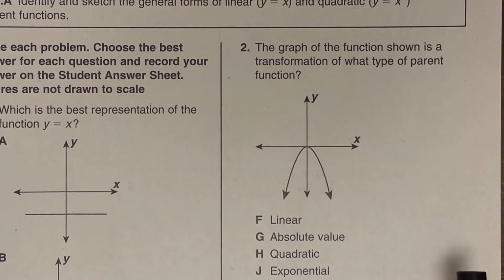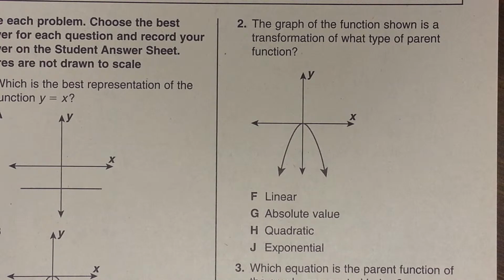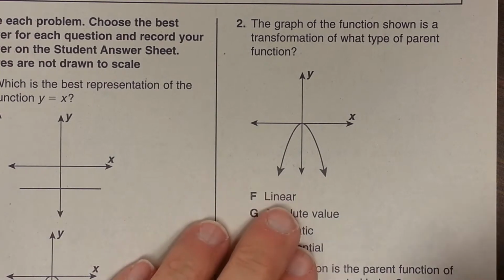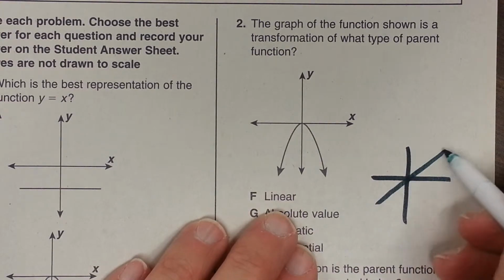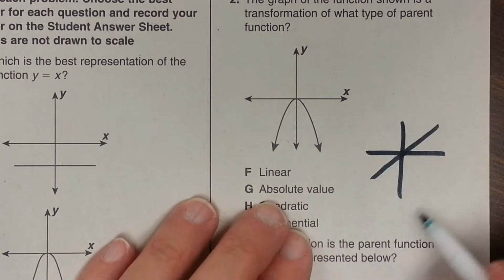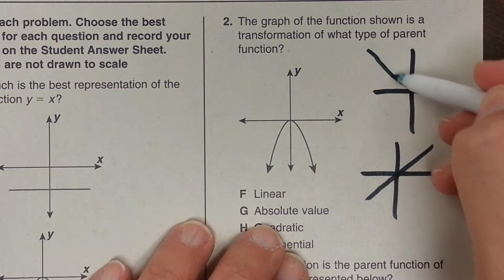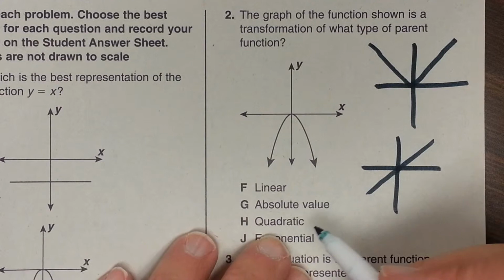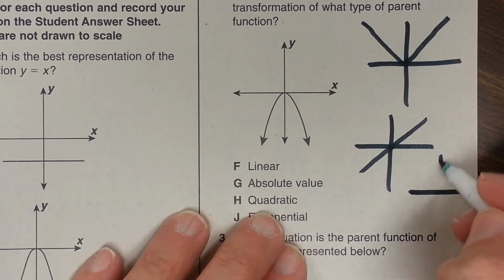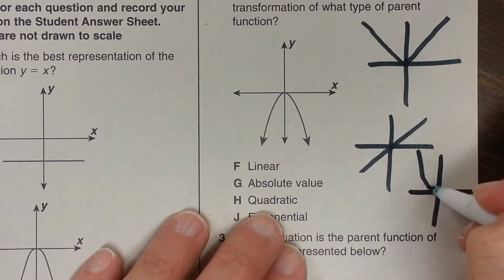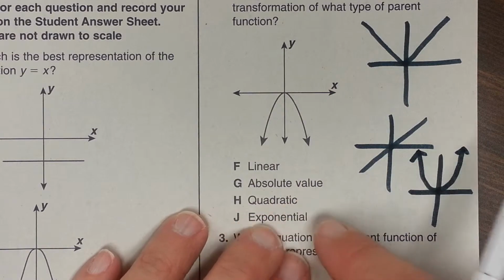The graph of the function shown is a transformation of what type of parent function? Remember, we just talked about a linear parent function was the one that went like this for y equals x. Absolute value, if you've watched your videos like you're supposed to, looks something like this. Quadratic is what this one is kind of looking like. The parent function for a quadratic is a U shape and it's facing up. Ours happens to be facing down, but this would still be its parent.